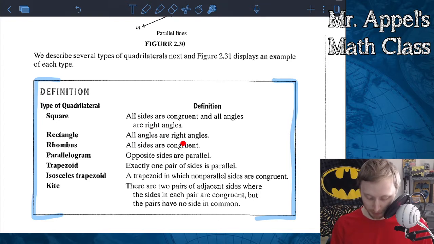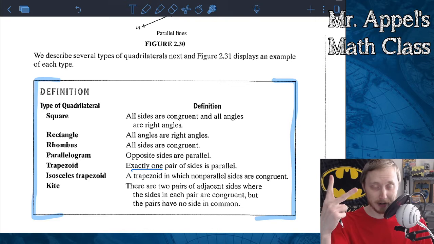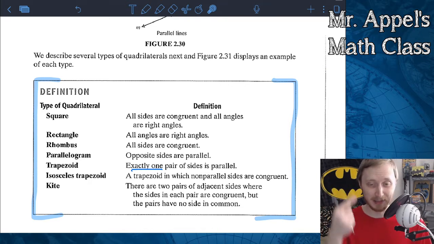Rectangle, all angles are right angles. Rhombus, all sides are congruent. Parallelogram, opposite sides are parallel. Trapezoid, exactly one pair of sides is parallel. Go ahead and underline that. Exactly one pair. So a parallelogram has two pairs, a trapezoid has one pair. A parallelogram is not a special trapezoid, or vice versa. A trapezoid is not a special parallelogram.